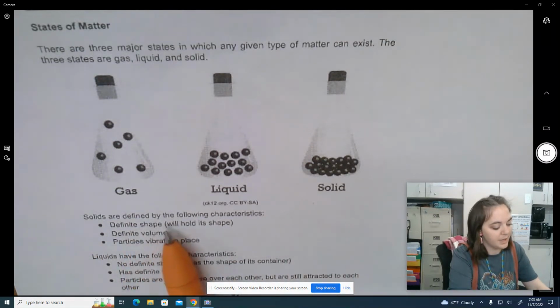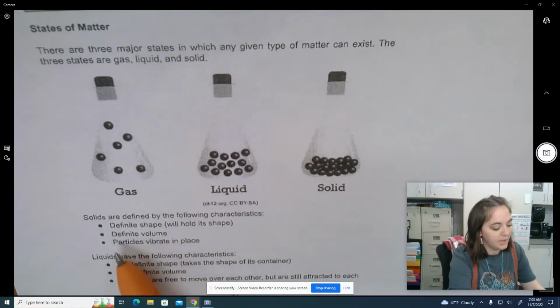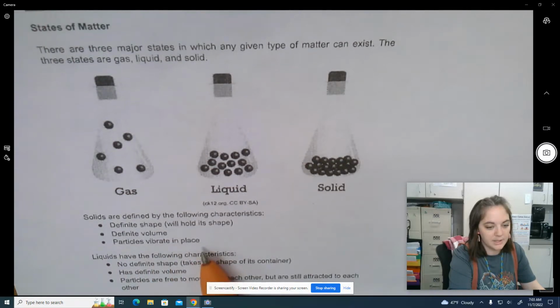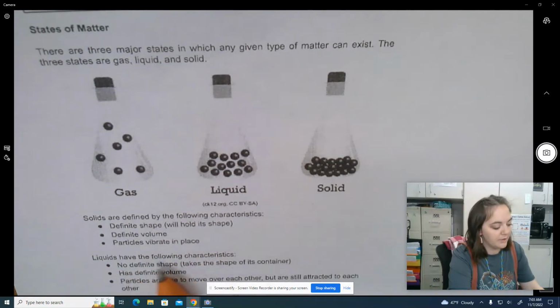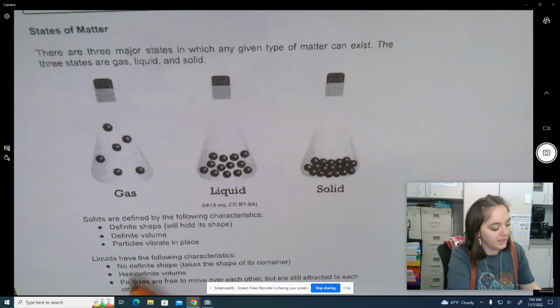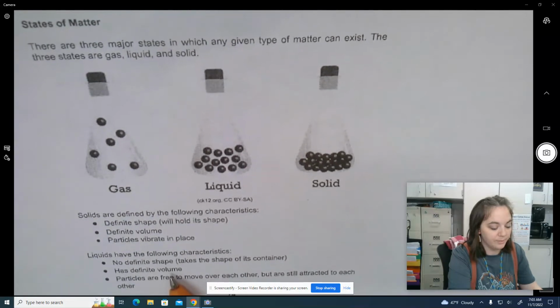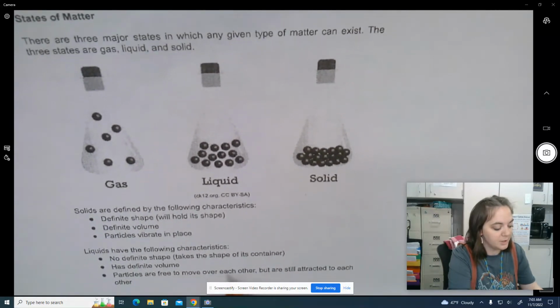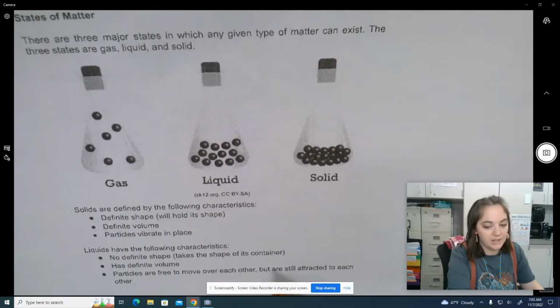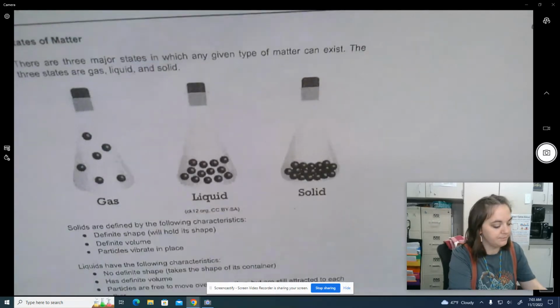Solids are defined by the following characteristics: definite shape, or it will hold its shape, definite volume, and the particles vibrate in place. Liquids have the following characteristics: no definite shape, it takes the shape of its container, it has definite volume, and the particles are free to move over each other, but are still attracted to each other.